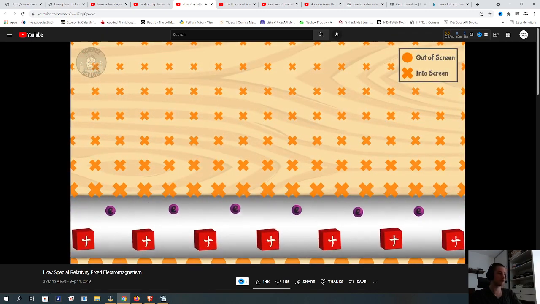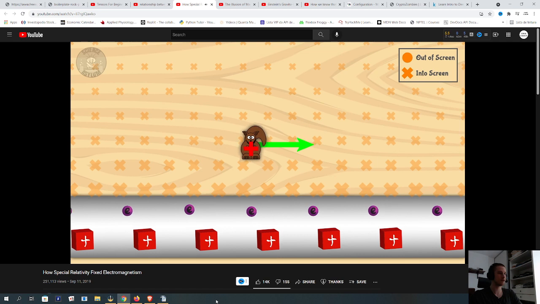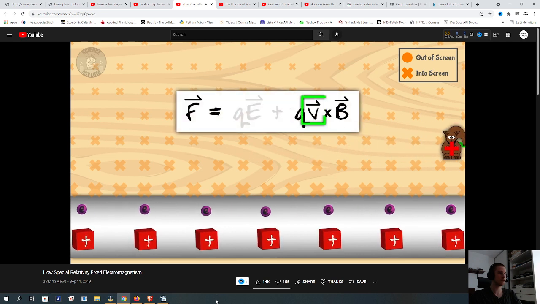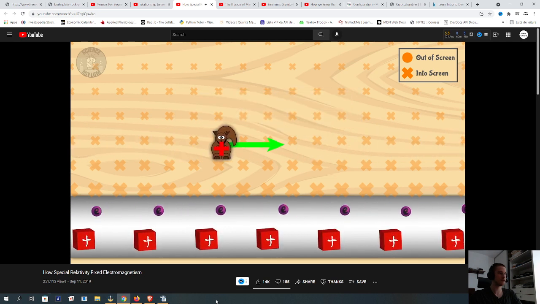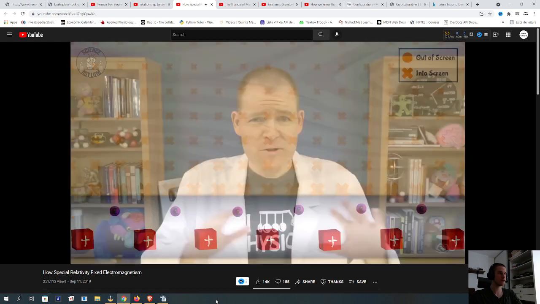Let's say this squirrel is positively charged and moving to the right at the same pace as the electrons. We've got a charge in motion inside a magnetic field. That means there's a magnetic force. The squirrel is repelled from the wire. No problem so far, everything is fine and dandy, until we switch points of view.